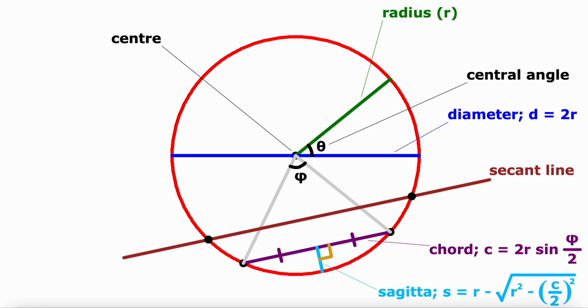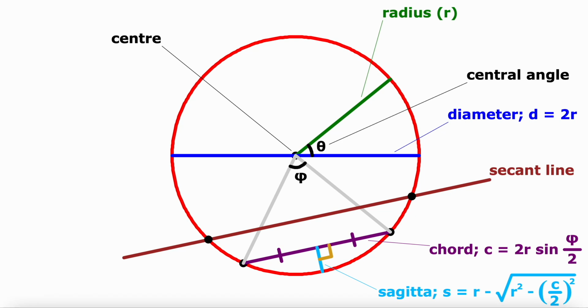A central angle is an angle whose vertex is the center of a circle and whose sides are two radii. The endpoints of the two radii lie on the circle and determine an arc that subtends the central angle. A chord is a line segment whose endpoints lie on the circle. The longest chord is the diameter of the circle. The sagitta is the height of an arc, i.e., the distance from the midpoint of the arc to the midpoint of its base.